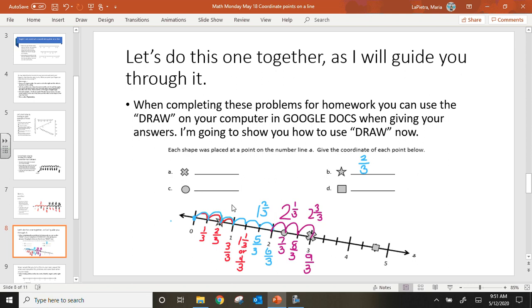Okay, so the circle, we could put 7/3. And I'm still using the draw feature. I think you guys are really going to like it. And the X is 9/3.